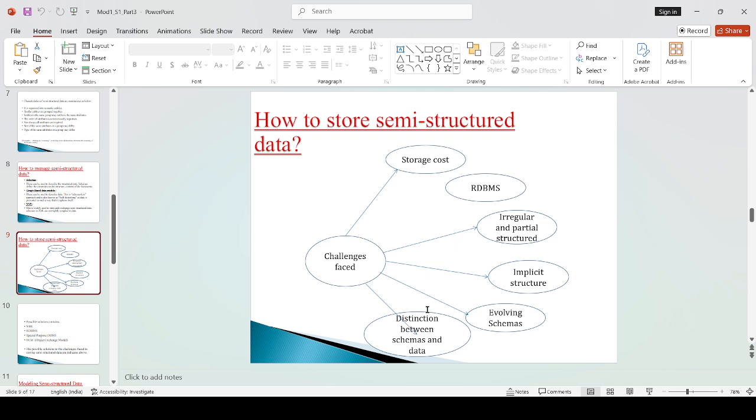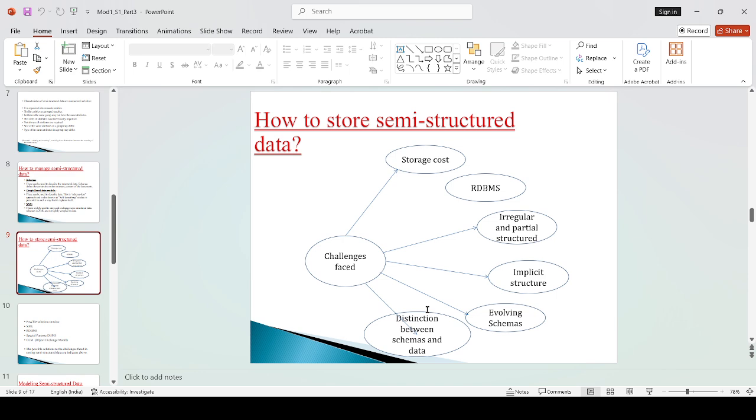Storing semi-structured data presents several challenges. They include higher storage cost, irregular and partially structured information, frequently changing schemas, and difficulty in distinguishing between schema and actual data.